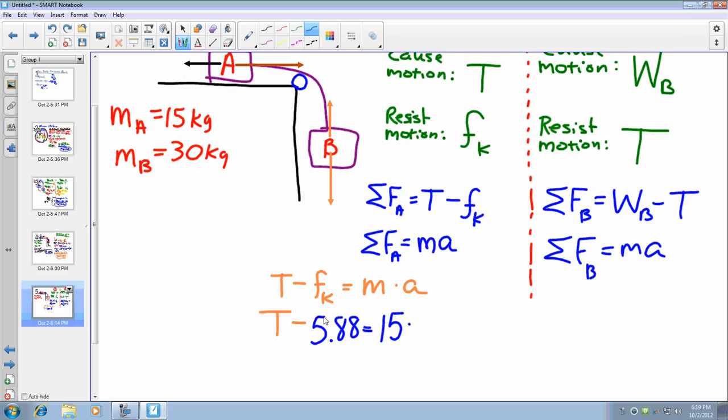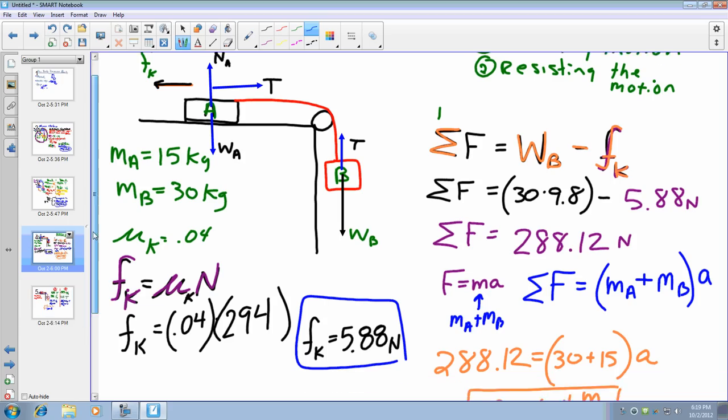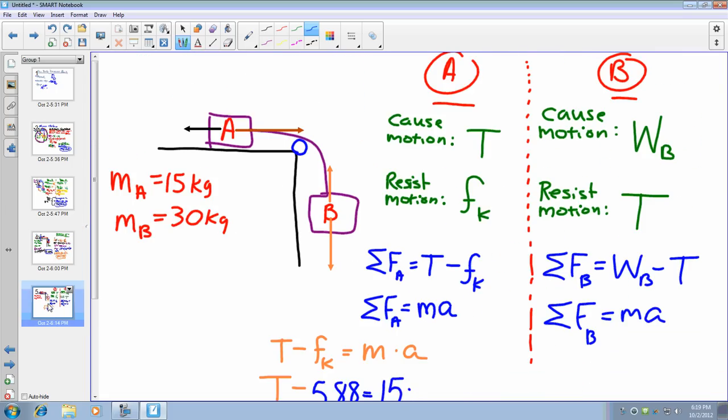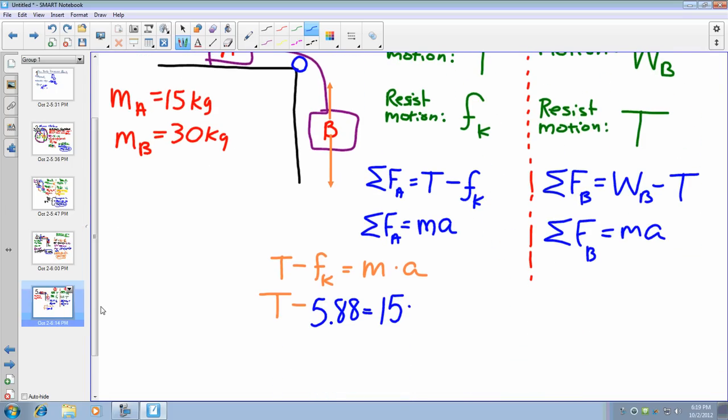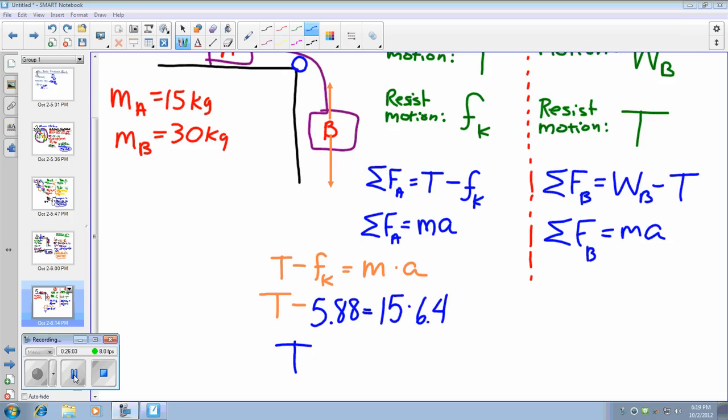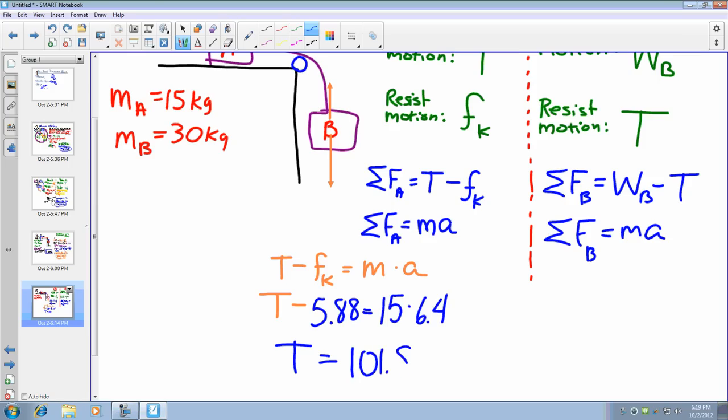Prepare for it. I'm going to flip back over, and the acceleration is 6.4. So 15 multiplied by 6.4. And now we can solve for T. I'm going to get a tension value of 101.88 newtons.